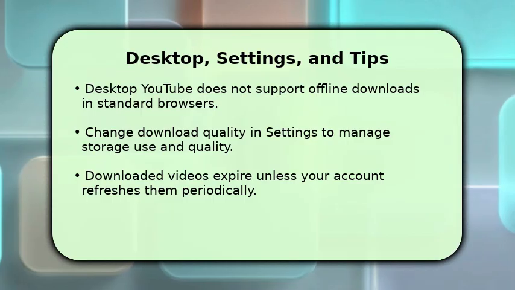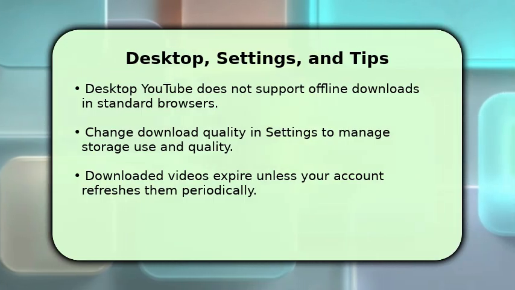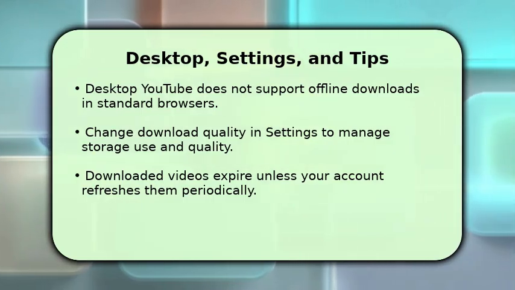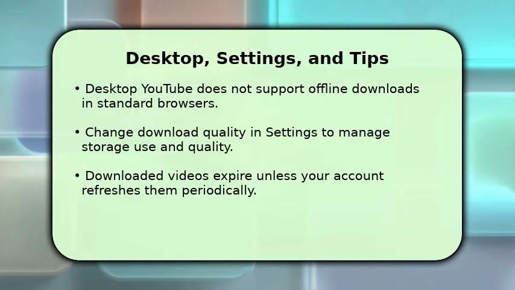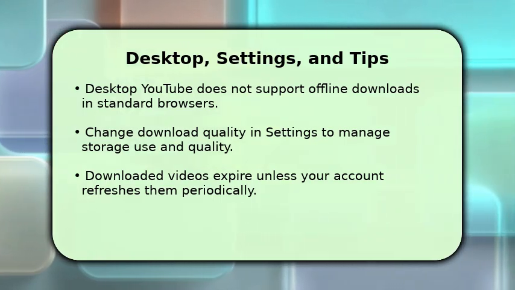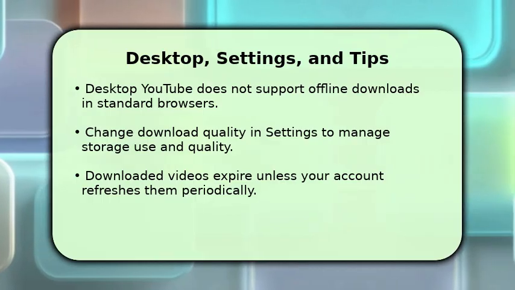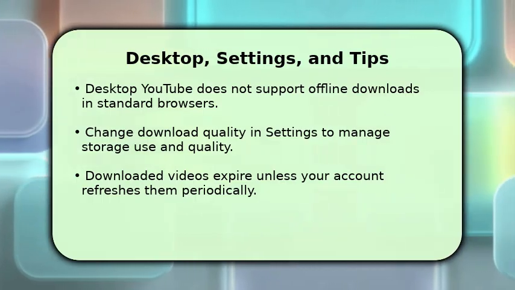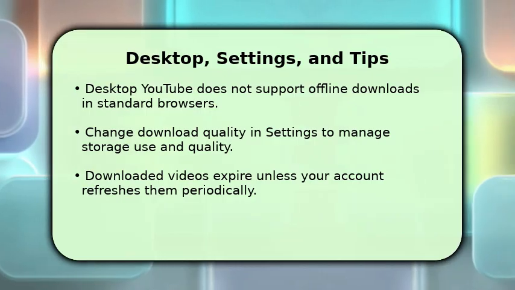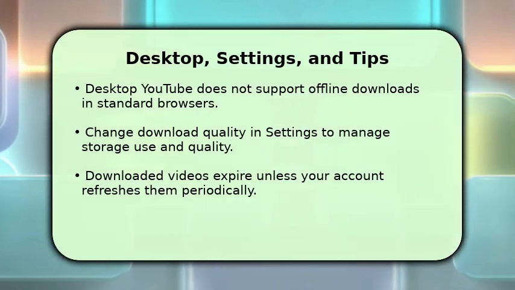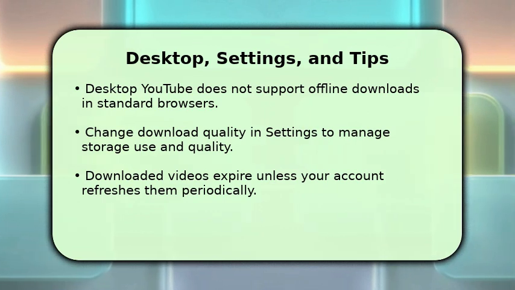To control storage use, open settings in the app and change download quality to low, standard, or high. Lower quality saves space and speeds downloads, while higher quality uses more space. Remember that downloaded videos may expire and require reconnecting to the internet to validate your subscription. Finally, remove downloads you no longer need to free up device storage quickly.